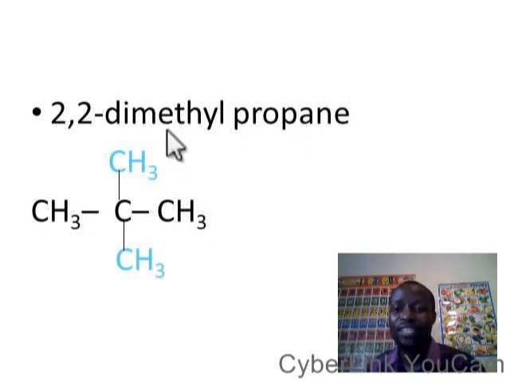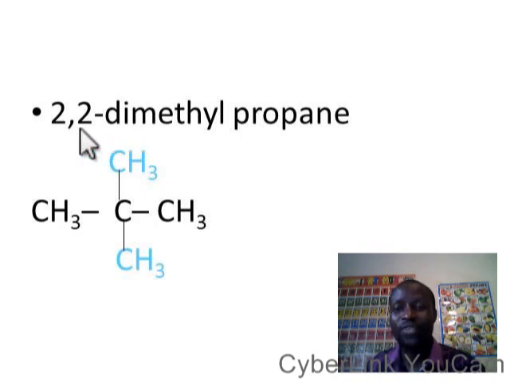How did we get methyl? This is an attachment and the name of CH3 is methyl. How did we get 2,2-di? Because this is methyl, this is methyl. They are both on number 2 carbon atom. You get that now? They are both on number 2 carbon atom. So that's what makes it 2,2-dimethylpropane. You get that? Fine.